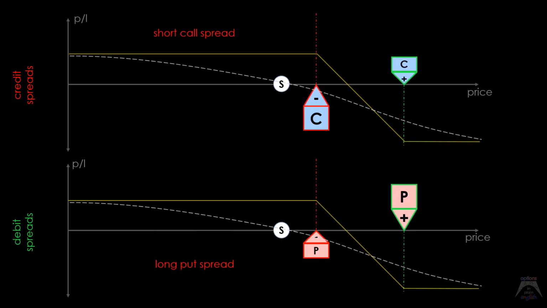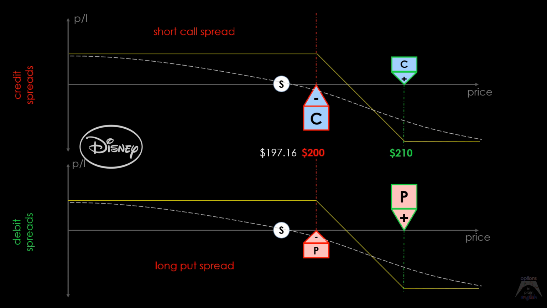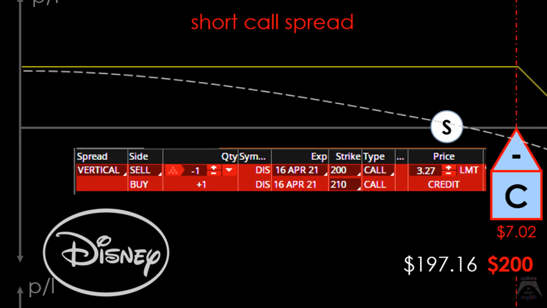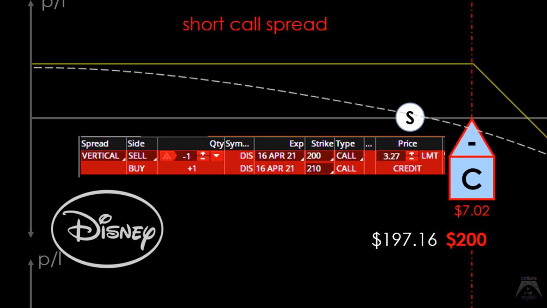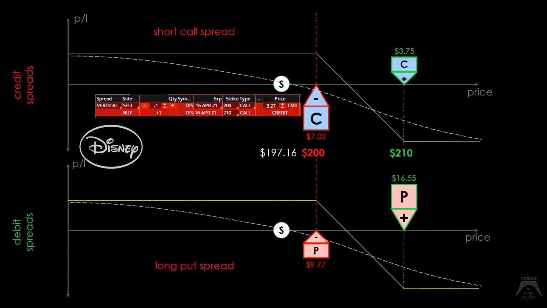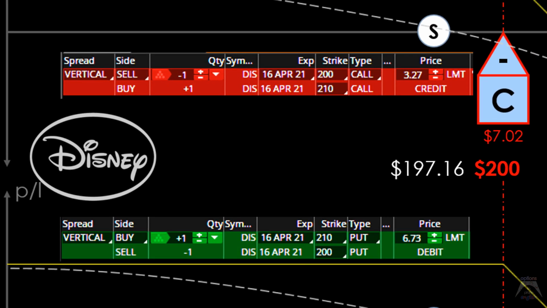We'll also look at a real example here, looking at Disney currently trading at $197.16 and analyzing the $200 and the $210 strike prices for both calls and puts. Based on those call prices, a short call spread can be established for a credit of $3.27, which is this strategy's max profit. When looking at the prices for both the $210 and the $200 strike puts, we can see that we can establish this in the money long put spread for a debit of $6.73, which would be the potential max loss, with the max profit being a max value of $10 for the spread minus the initial debit of $6.73, or a profit of $3.27, exactly the same as with the short call spread.